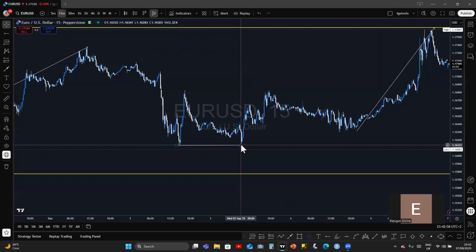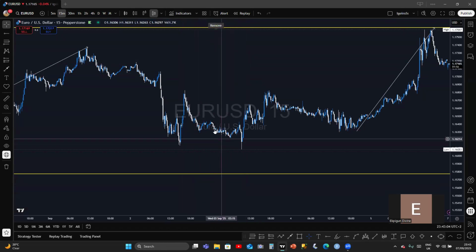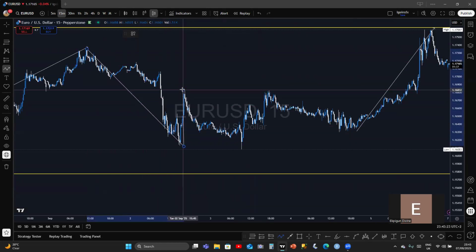Okay, it's just a wick. So it's just a liquidity grab. What price just did was create a double bottom. Once it gives you an equal price, you just know that it's ready to go up. It just gives you an equal price. You know that price is ready to go up, like this.